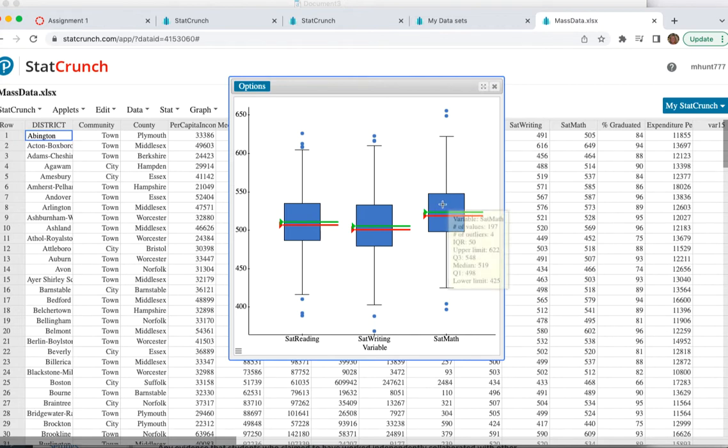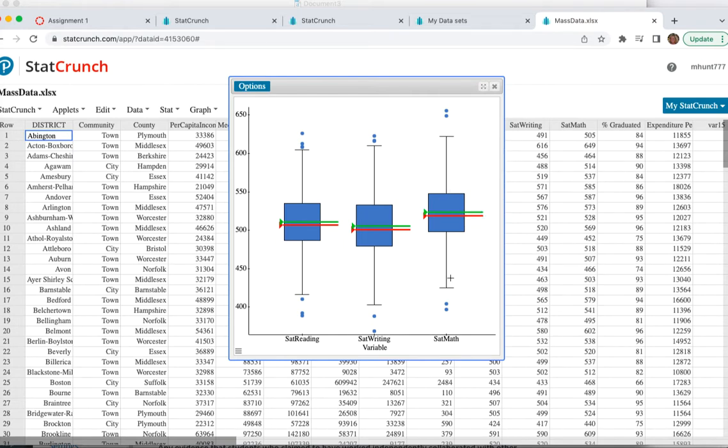For example, if you hover on the box plot, you can find out what the mean, the median, and the IQR is. This upper limit, what it refers to as the upper limit, is the highest value, the highest SAT math score that is not an outlier. So they're talking about this right here.